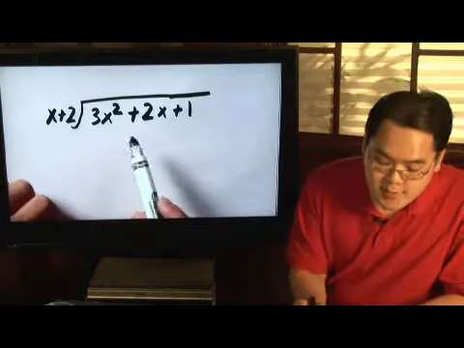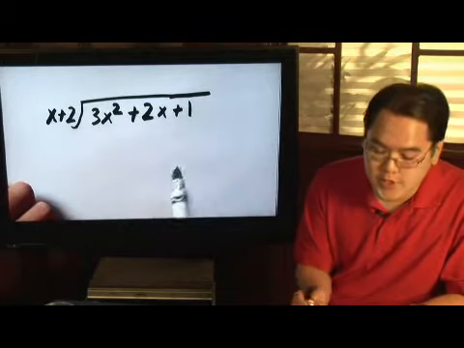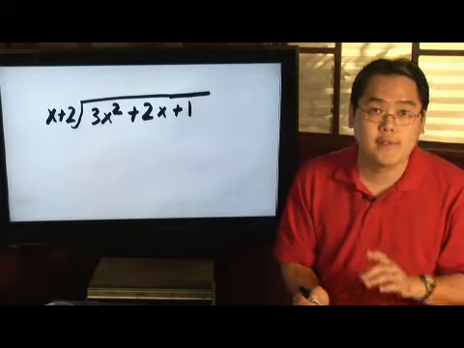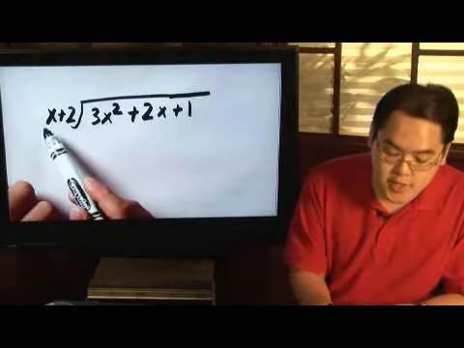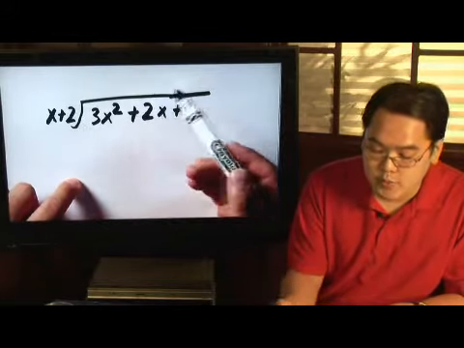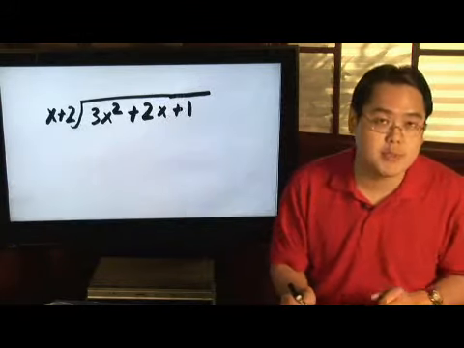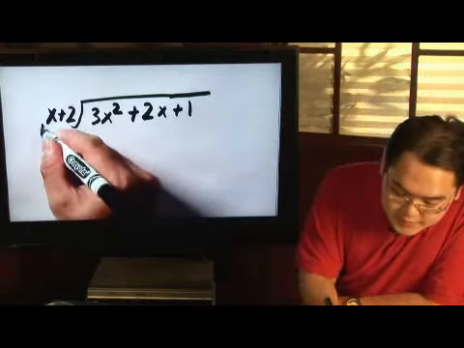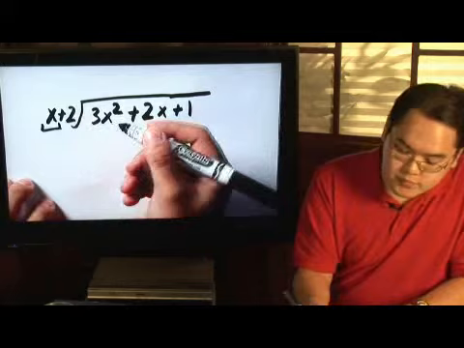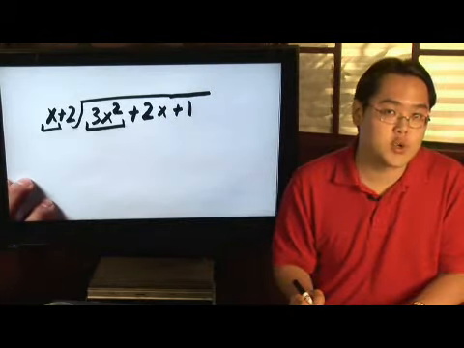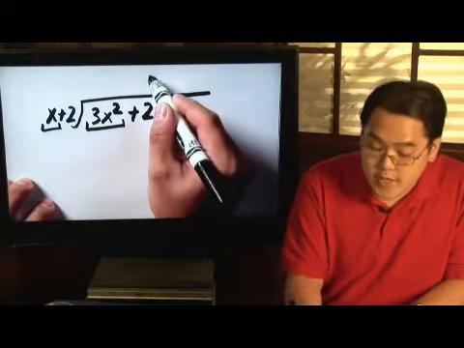Now, here's an example. You have 3x squared plus 2x plus 1 dividing by x plus 2. First thing that you want to take note of is because you're dividing by two terms, your answer will begin on top of the second term. Now, what you want to think about first is these leading terms here. x times what is 3x squared? Well, that's going to be 3x.